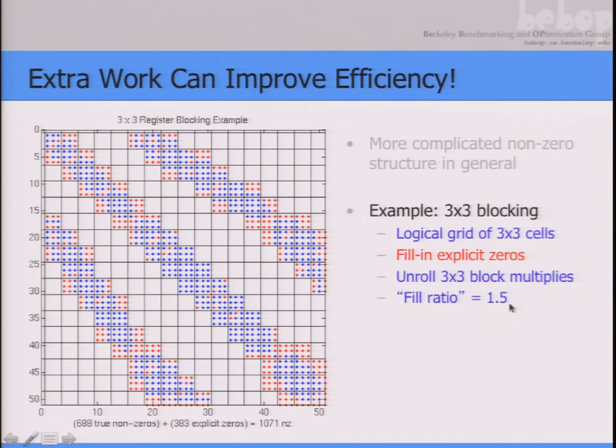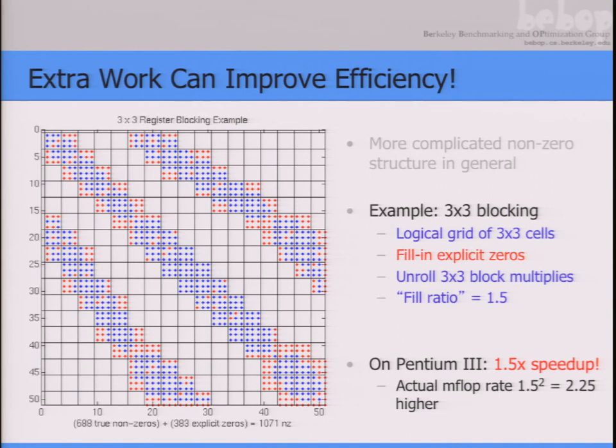And I'd have to do 50% more arithmetic, right? I'd have to read in those zeros, multiply by them, add them, and it seems like this is probably not going to win. Actually, it's 1.5 times faster to do it this way. And that's because the actual megaflop rate is 1.5 squared times faster. The whole thing is running 2.25 times faster than the original code. But since I'm doing 1.5 times too much work, I only see a speedup of 1.5. And why is that again? Again, it's this complicated, machine-dependent answer, but 3 by 3 is the right thing to do.